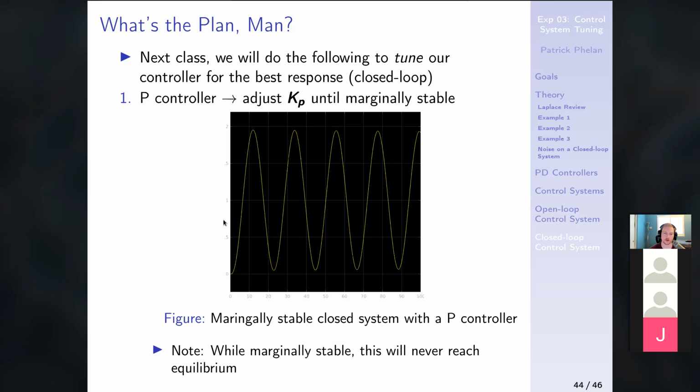All right, so this is what a marginally stable system looks like. We have some oscillations here, but our oscillations stay the same. So even though it's marginally stable, it's never going to reach equilibrium. And this graph here is a graph that's inside of Simulink. So this is what you're looking at.